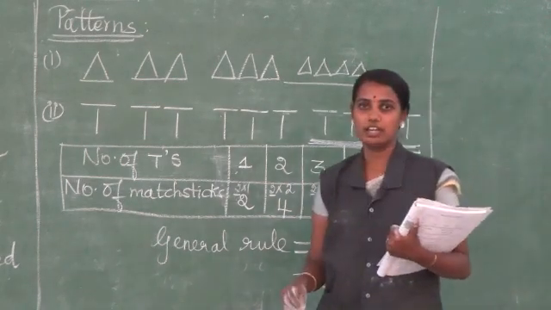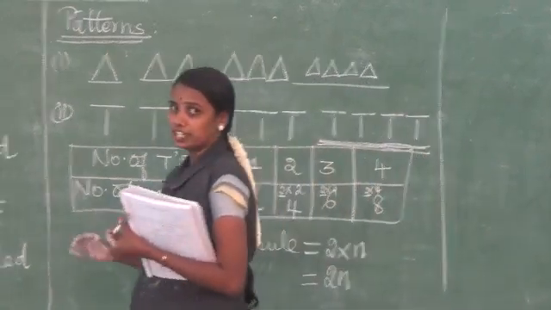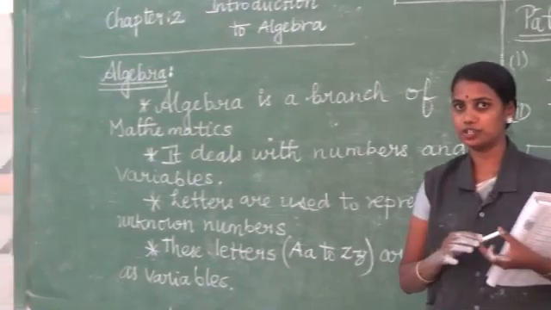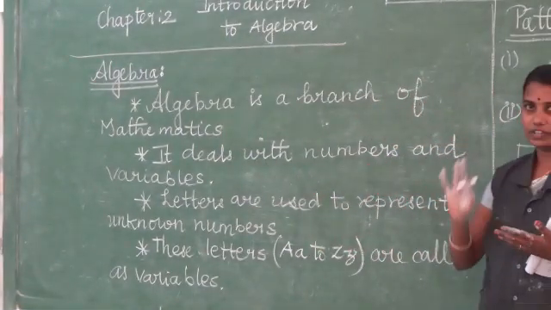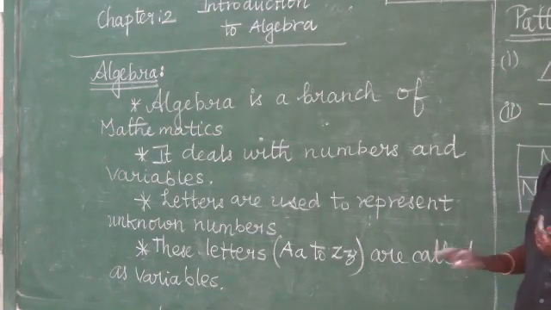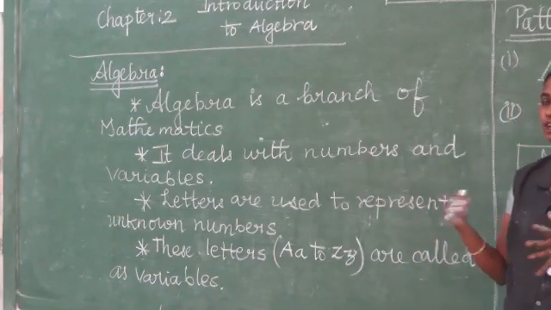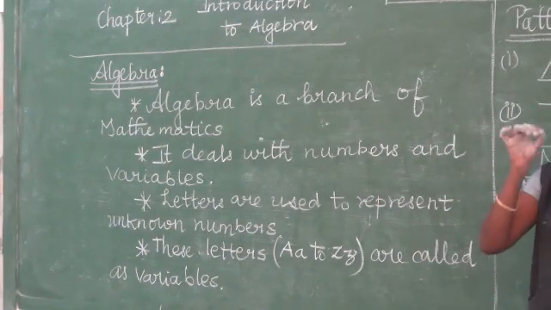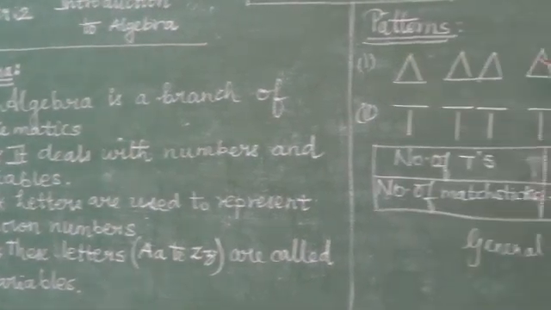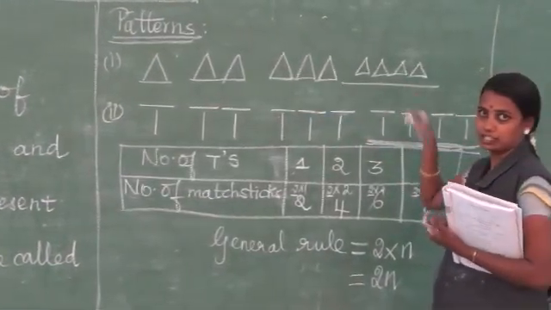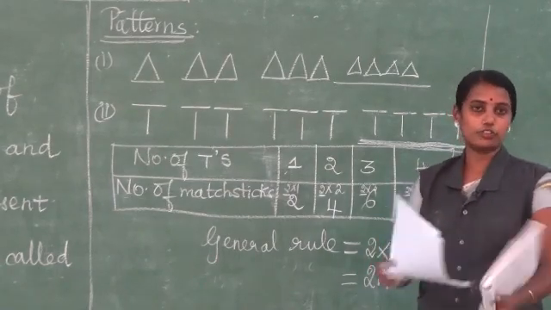Next we can go for the exercise. Once again I recall about algebra. Listen, algebra is a branch of mathematics. It deals with numbers and variables. Letters are used to represent unknown numbers. Whatever number you don't know, we use letters. These letters are called variables. Patterns: find the next pattern, observe the pattern and find the general rule. Okay, we can go for the objectives.